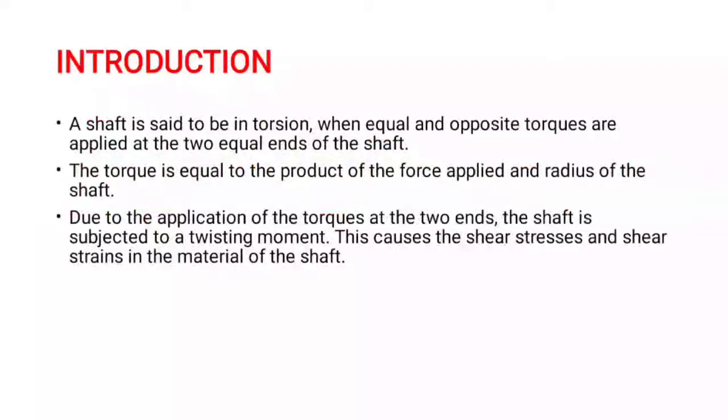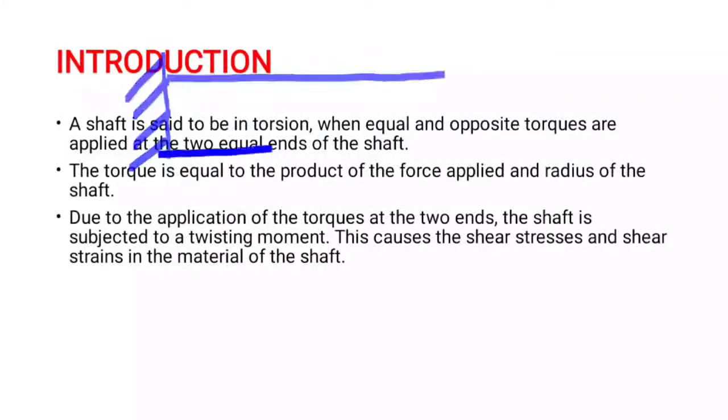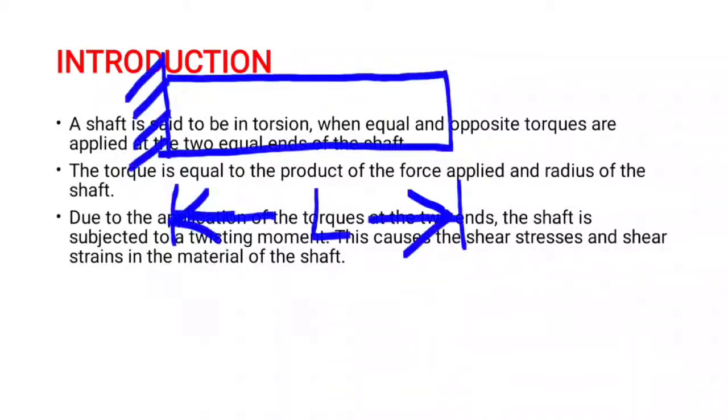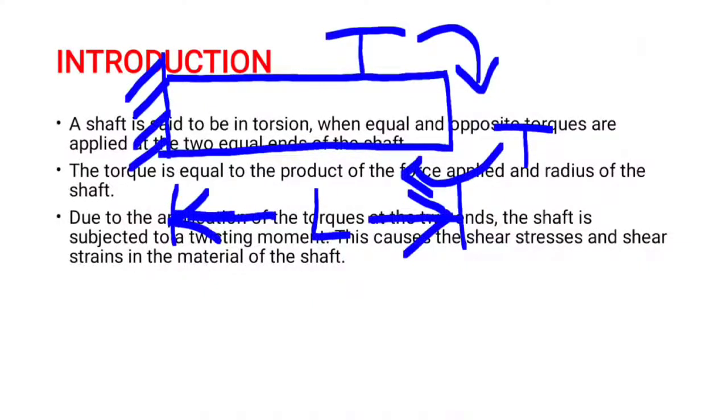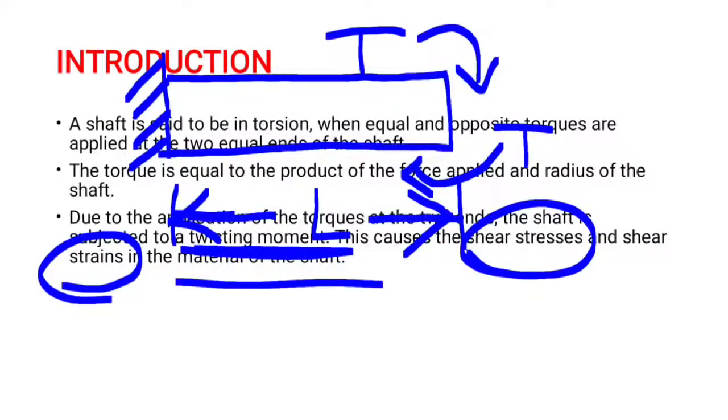First, we understand the concept of torsion. A shaft is said to be in torsion when equal and opposite torques are applied at the two equal ends of the shaft. Let's say this is a shaft. This is the length of the shaft. At the two equal ends, the torque is applied like this. Due to the application of the torque at the two ends, the shaft is subjected to twisting moment. This causes the shear stresses and shear strains in the material of the shaft.